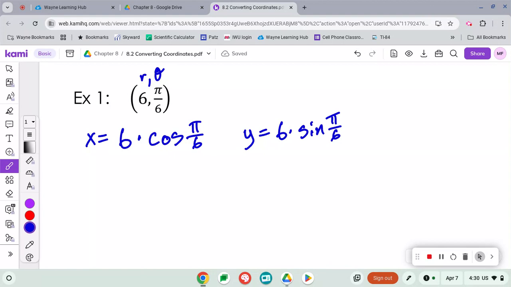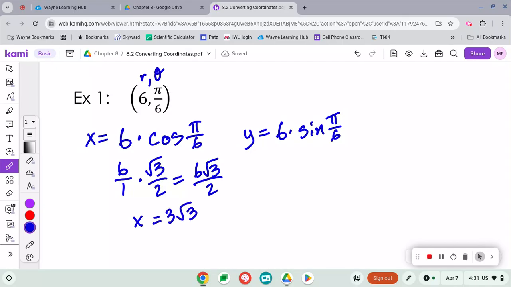The cosine of pi over 6, the x value, is root 3 over 2. So I'm going to rewrite it as 6 over 1 times root 3 over 2. We multiply that and get 6 root 3 over 2, which reduces, so x will be 3 root 3. 2 goes into 6 3 times.